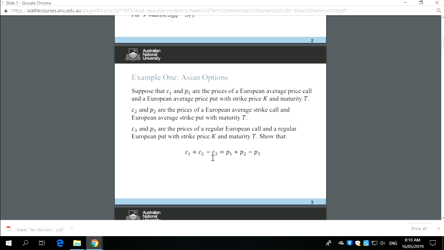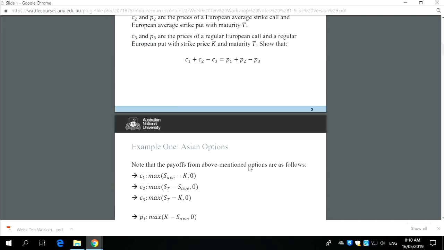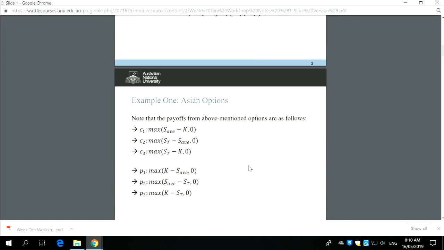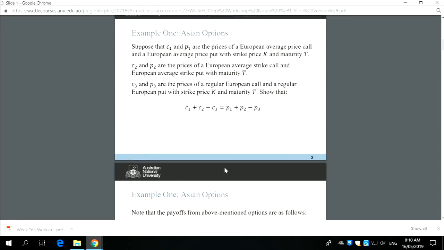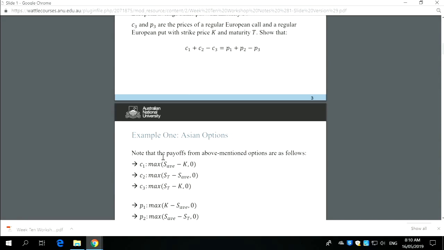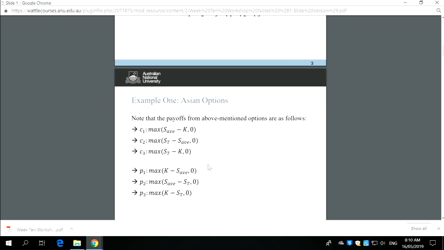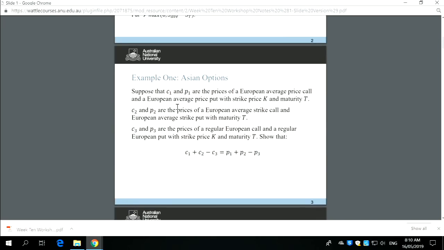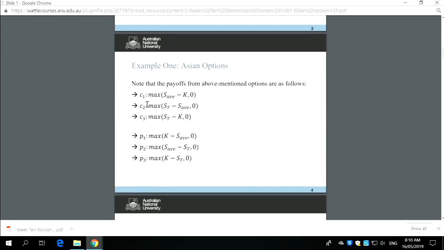So at the beginning, let's write down the payoff from each component. So here it is. We just did a quick revision of what the Asian options payoff looks like. Remember, C1 is your average price option, right? So that's the payoff from your average price option: the average price minus strike price for the call. And the second set of options are the average strike options, for both call and put. So instead of having the strike price, we have the final spot price minus the average spot price, right?